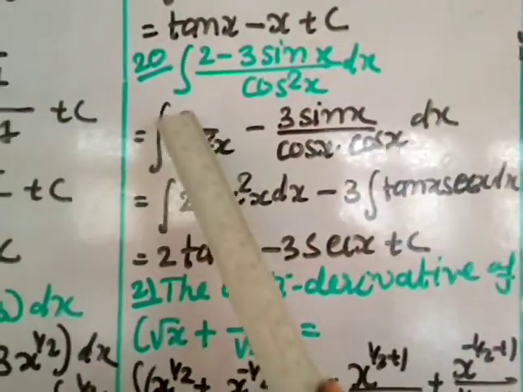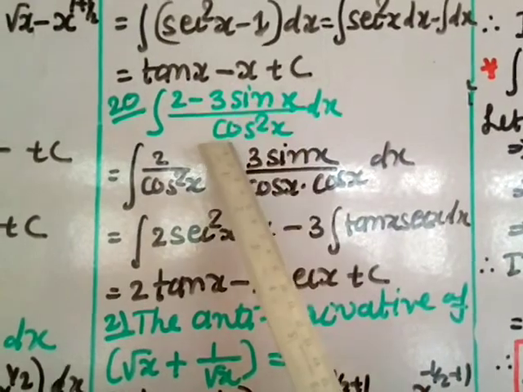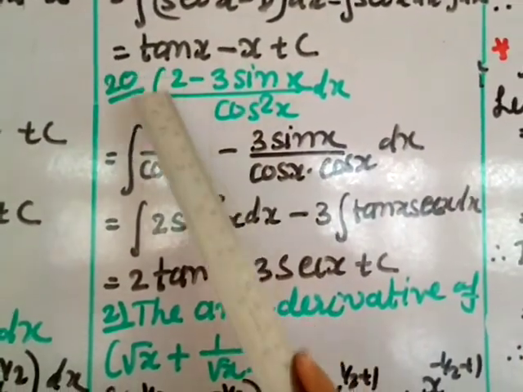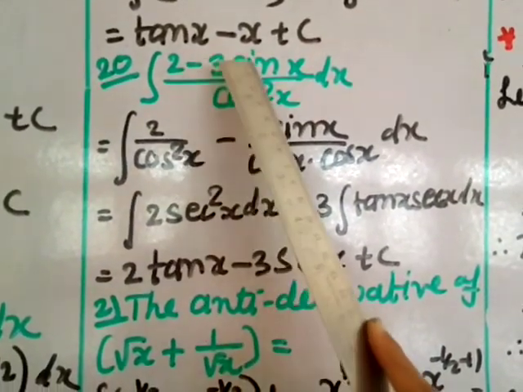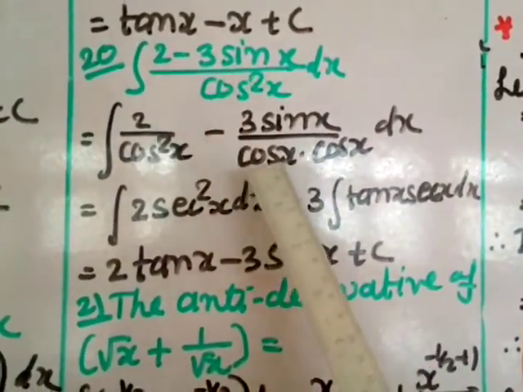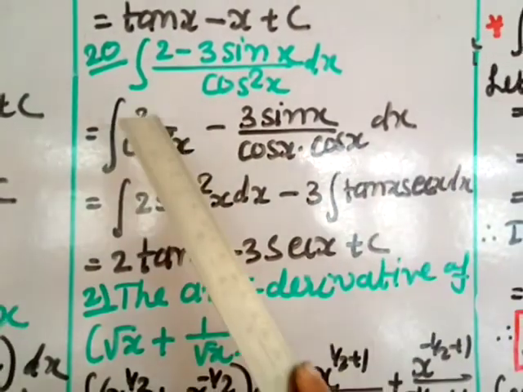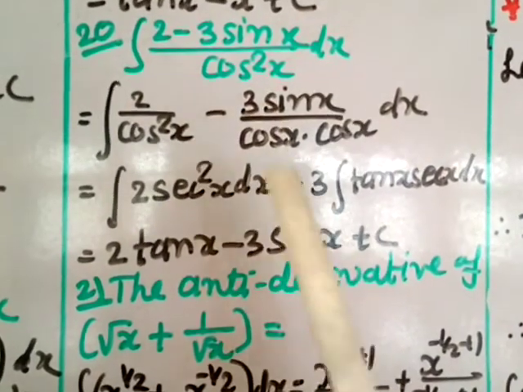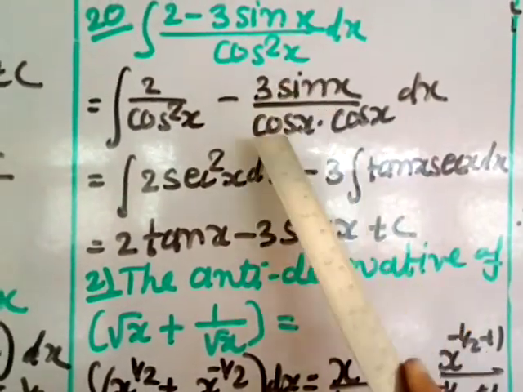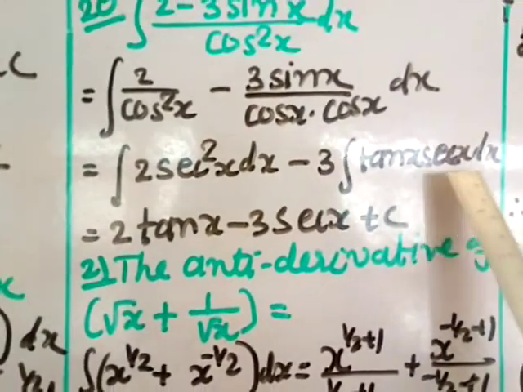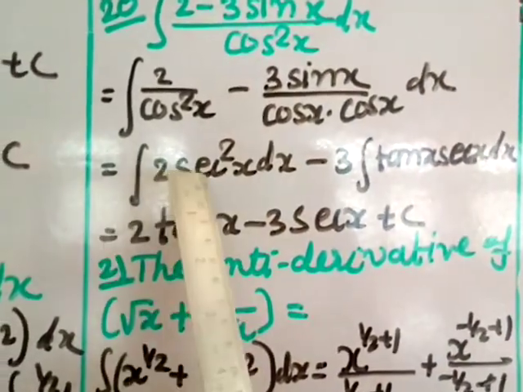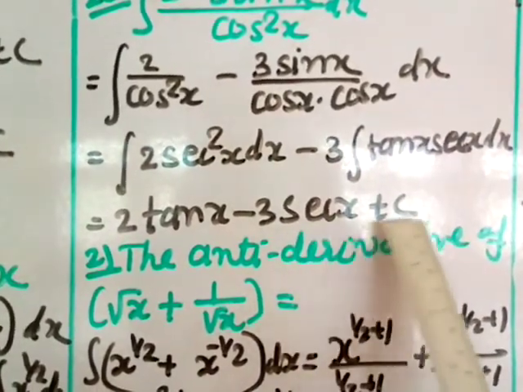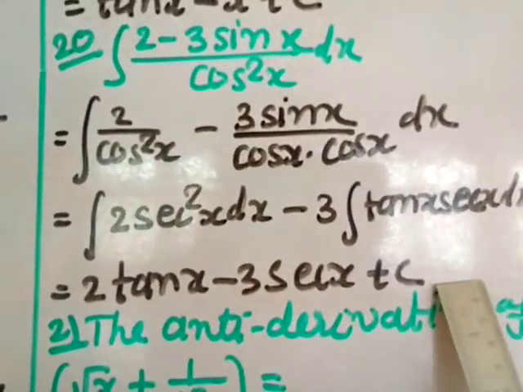Question number 20. Integral of (2 minus 3 sin x) divided by cos square x dx. Give the denominator to both terms of the numerator separately. So 2 by cos square x minus 3 sin x divided by cos square x, which I am writing as cos x into cos x, dx. Then 2 by cos square x I can write as 2 sec square x dx, minus integral; also separating, 3 integral of sin by cos is tan, and 1 by cos is sec x, dx. Take 2 out, so integral of sec square is tan x, minus 3 times the integral of tan x sec x, which is sec x, plus c. So that is the answer for question number 20.